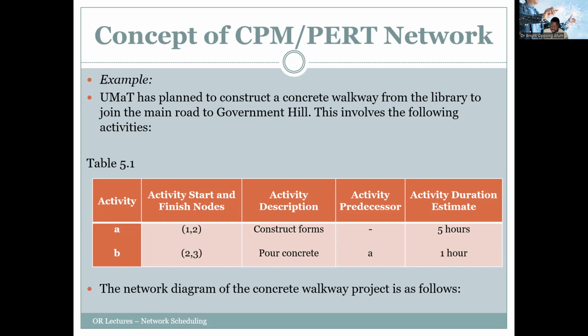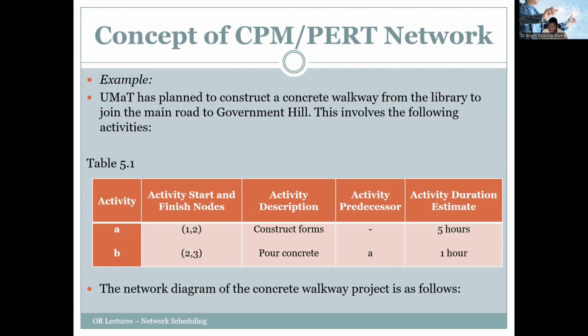Then when two is completed, then activity B starts. So we start from two and end on three. So the activity description now: activity one is we are constructing wooden forms, or forms, as we say in the construction industry. We construct forms, or we use wood to construct the skeleton of the structure, right? And it can take 5 hours.